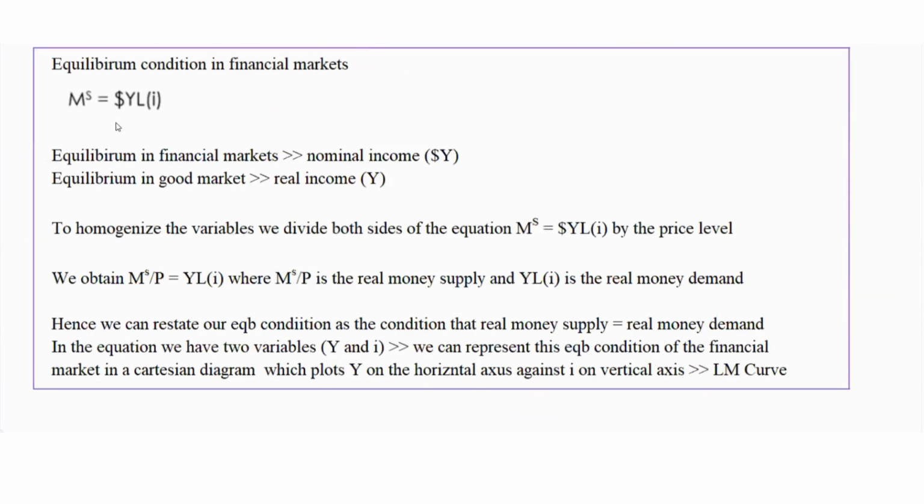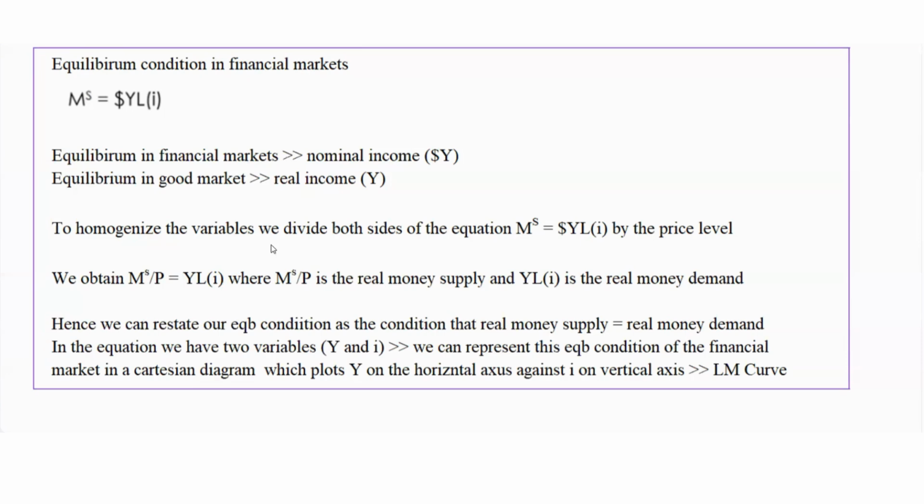So the equilibrium condition in our financial markets is MS equals dollar Y times L(I). Dollar Y times L(I) is our money demand, positively related to nominal income dollar Y, negatively related to the interest rate I. And MS is our nominal money supply, which we're assuming is perfectly controlled by the central bank. Now here if you notice, equilibrium in the financial markets involves nominal income dollar Y, and equilibrium in the goods market, as we discussed, had real income Y: Y is equal to C plus I plus G.